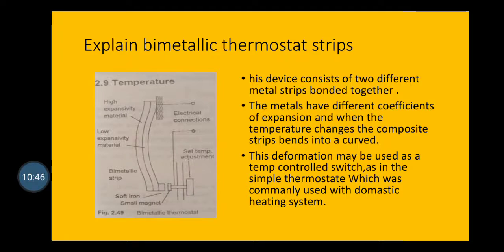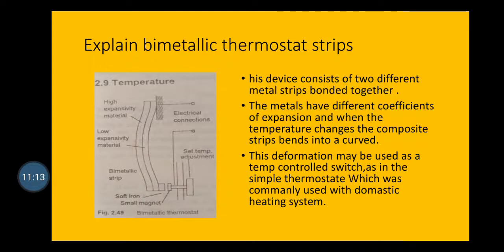Next one, the explanation of bimetallic thermostat strips. Here the temperature measuring. The main components are high expansivity material, low expansivity material, bimetallic strips, that is soft iron, small magnet, set temperature adjustment. That is the main components.